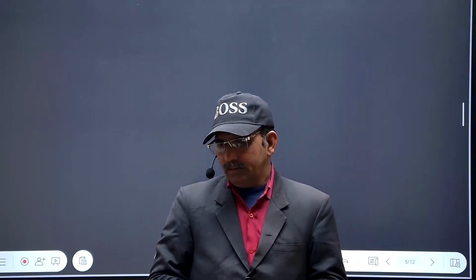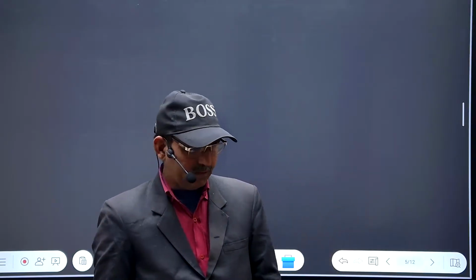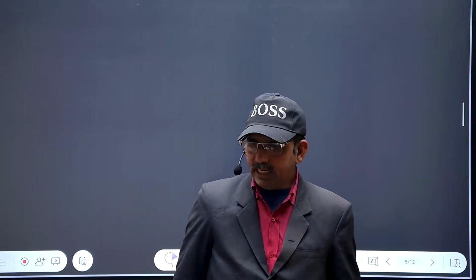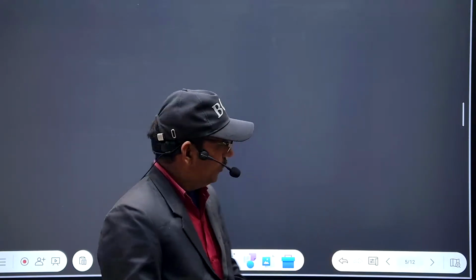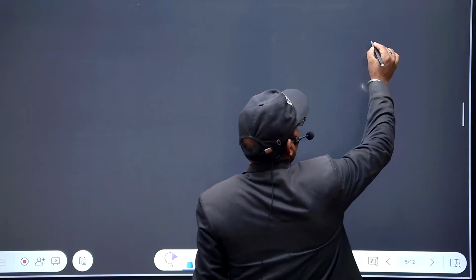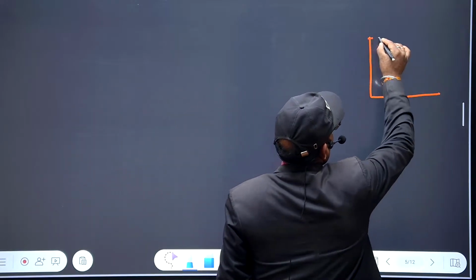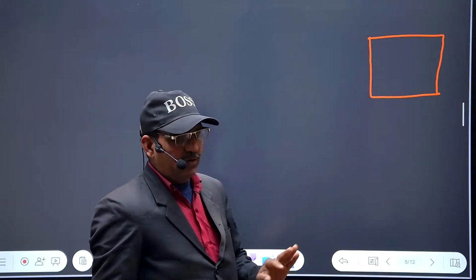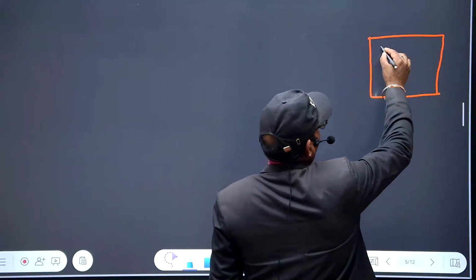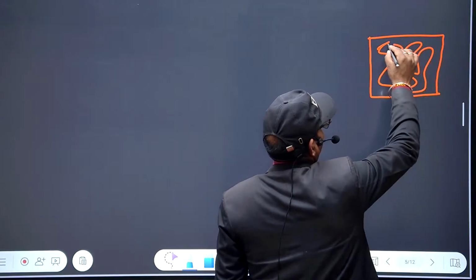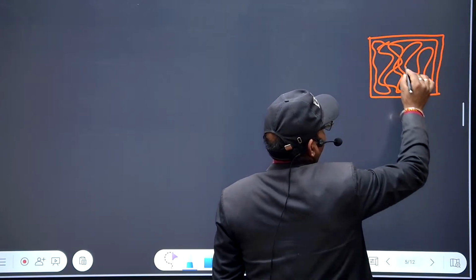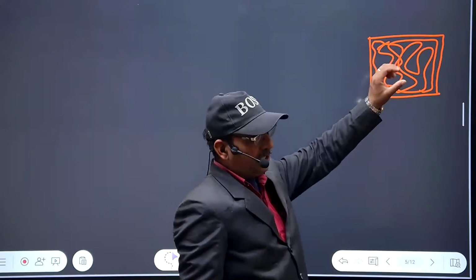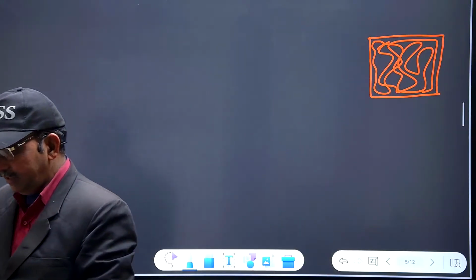So what will be the formula for the area of a square? Area of square is equal to side into side, or side ka square. In a square, all sides will be equal. So when you find the area, this part is the bounded region. चारों तरफ से घिरा हुआ है, अंदर का जो पार्ट है वही रीजन होता है, उसको हम क्या बोलते हैं? एरिया. Is it clear?